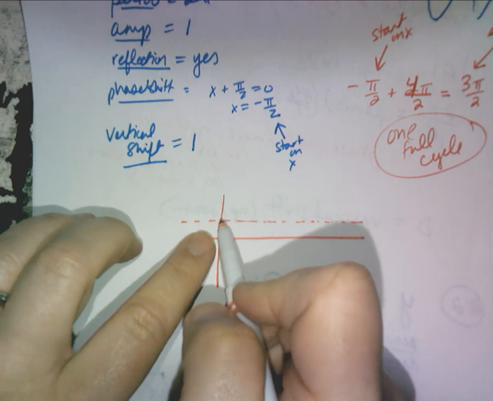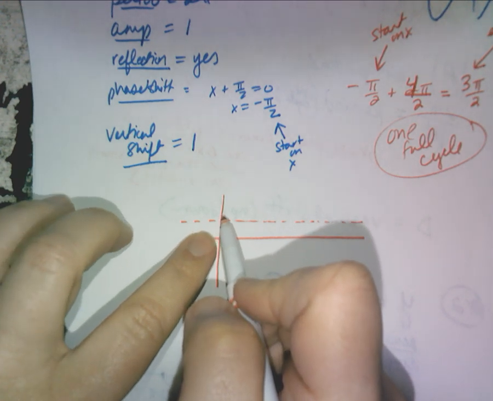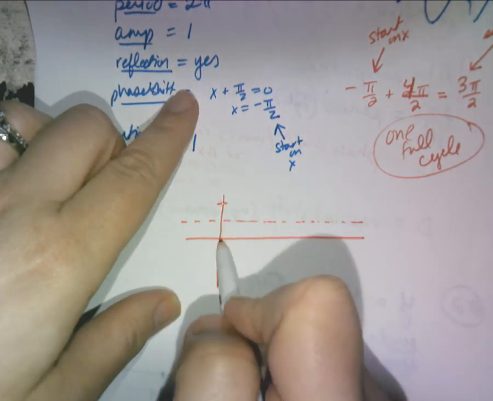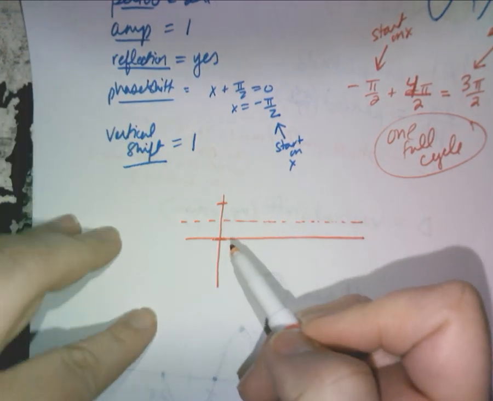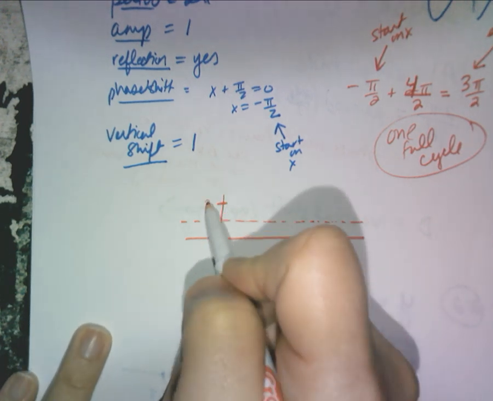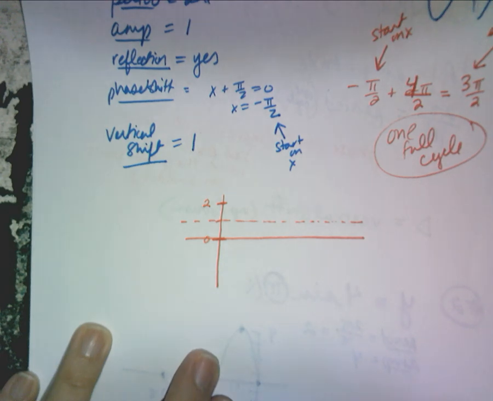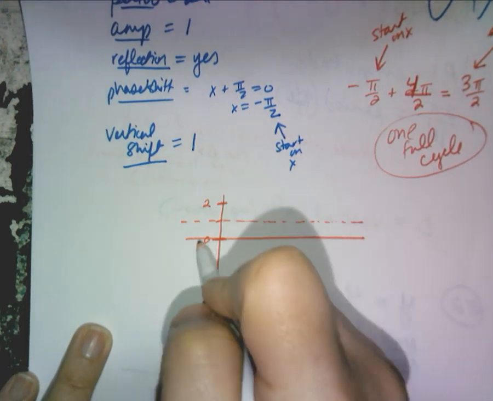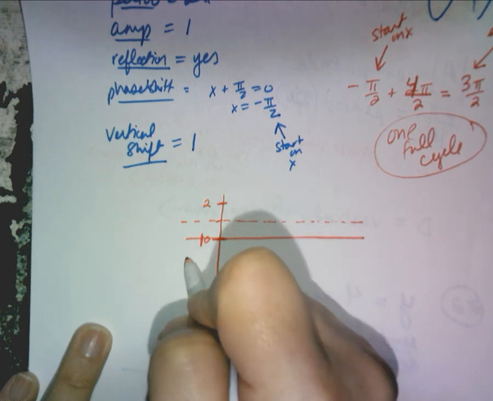From that midline, I'm going to go my amplitude. So my amplitude is what? Up 1, down 1. So really, my graph is as tall as what? 2 and goes to 0. Are you with me so far? Okay. My phase shift starts at -pi/2, so I'm actually going to start here in the negative side.